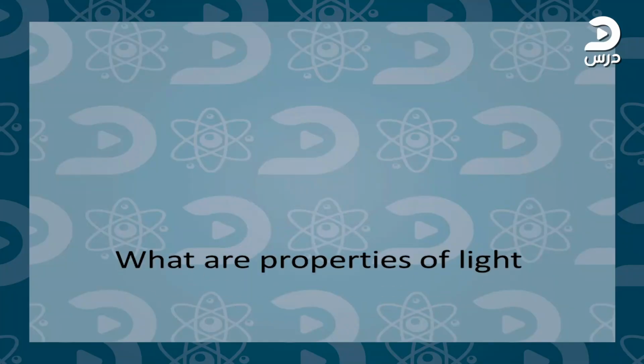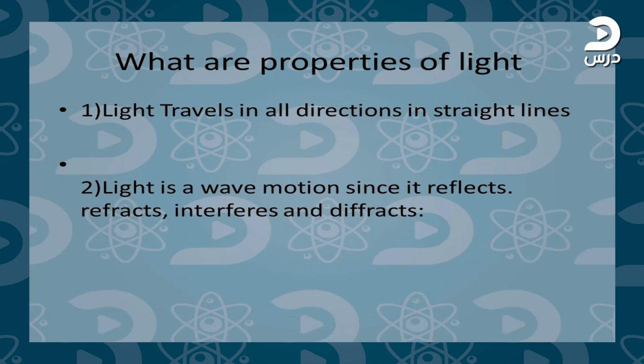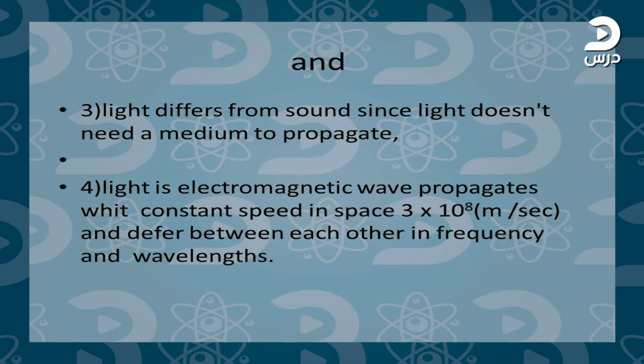تعال نشوف كده مع بعض. What are properties of light? Chapter 2 light. What are properties of light? Number 1, light travel in all direction in straight lines. Light is a wave motion. Light reflects, refracts, interferes, and diffracts. And light differ from sound since light doesn't need a medium to propagate.